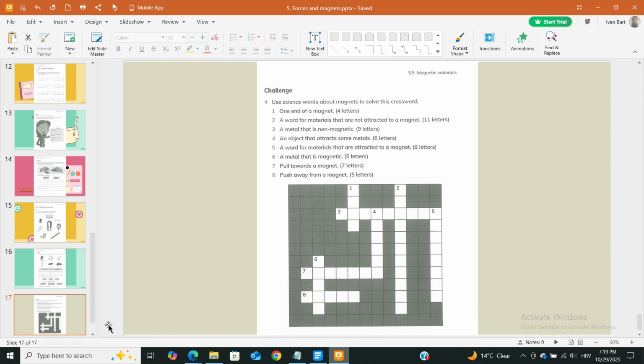3. A metal that is non-magnetic. 9 letters. 4. An object that attracts some metals. 6 letters. 5. A word for materials that are attracted to a magnet. 8 letters. 6. A metal that is magnetic. 5 letters. 7. Pull towards a magnet. 7 letters. 8. Push away from a magnet. 5 letters.